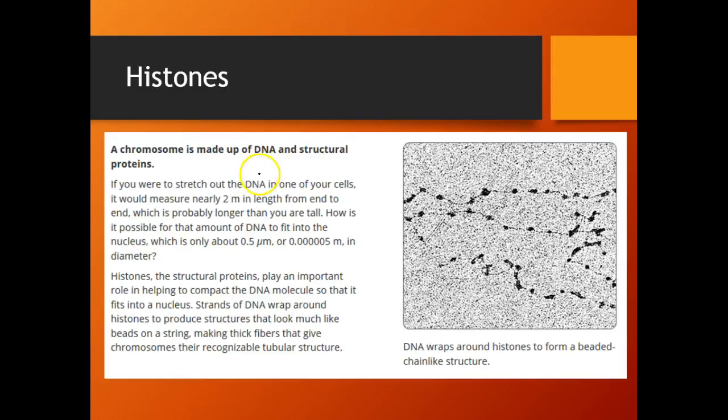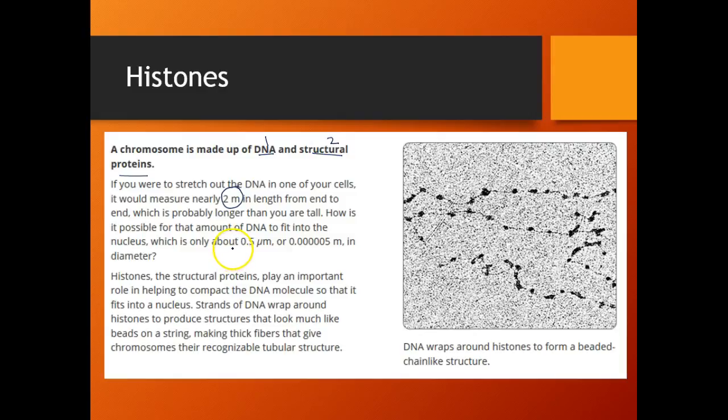So let's go ahead and look into what histones are specifically. A chromosome is made up of DNA and structural proteins. Remember, that's really important to know. Chromosomes have two parts: one, DNA, two, structural proteins. If you were to stretch out your DNA in one of your cells, it would be about 2 meters in length, which is probably taller than you are, if you think of 2-meter sticks stacked on one another.